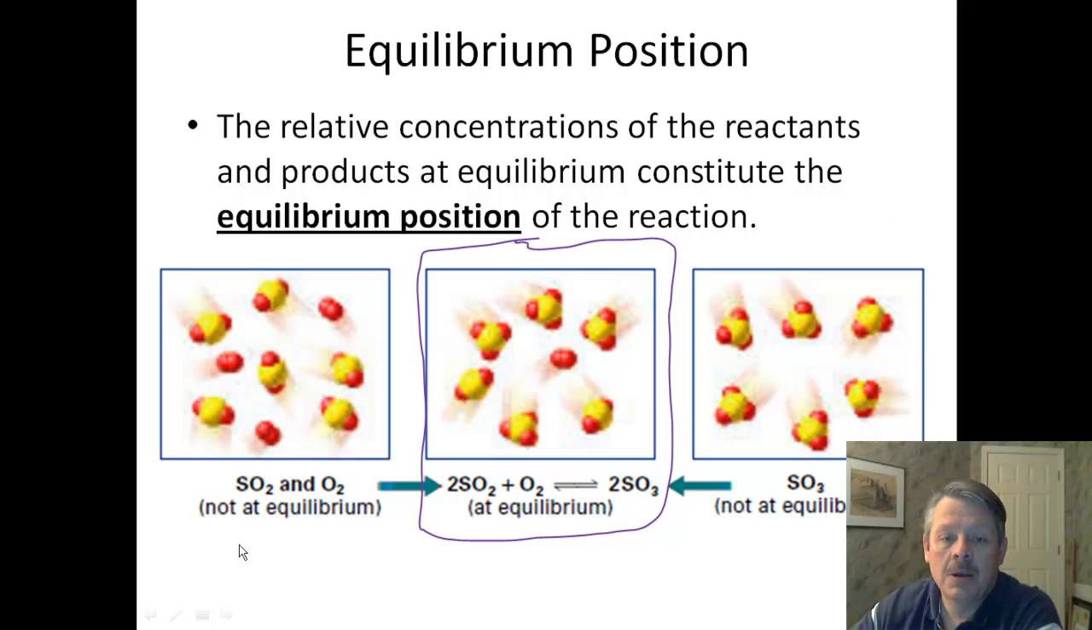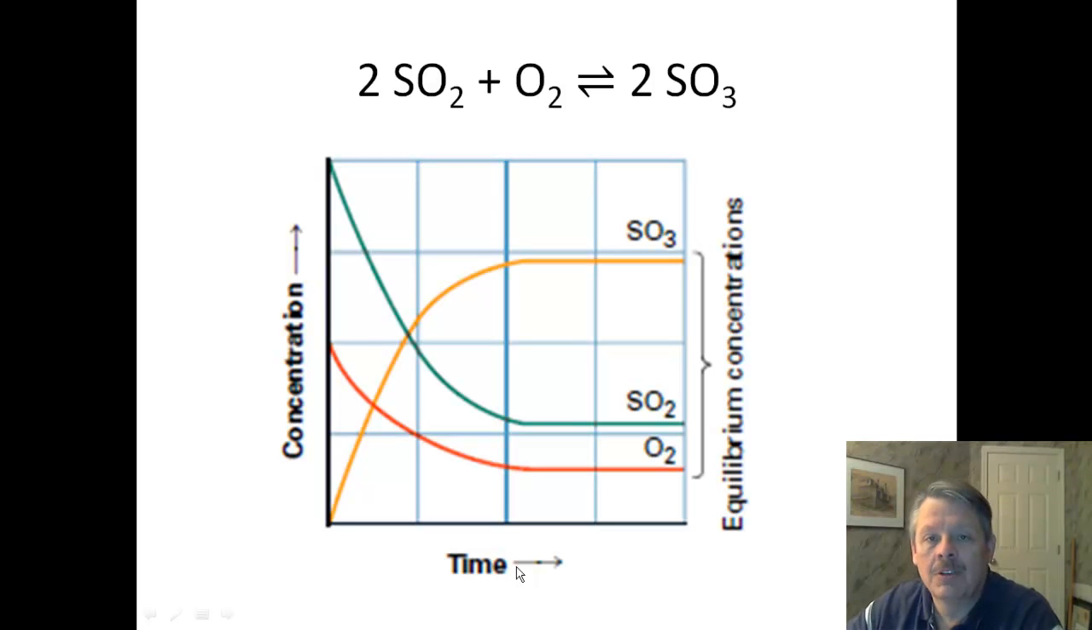It doesn't matter whether we start with SO2 and oxygen. It doesn't matter whether we start with SO3. We are going to end up here in the middle with a certain ratio, if you will, of reactants to products. So let's look at how this works.